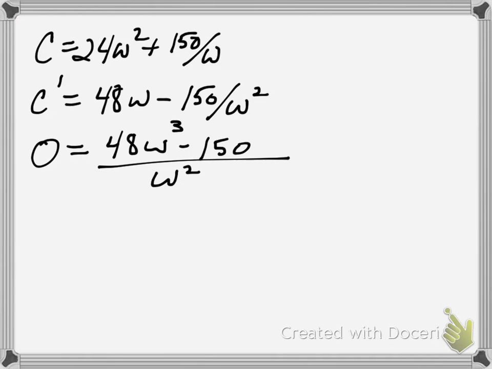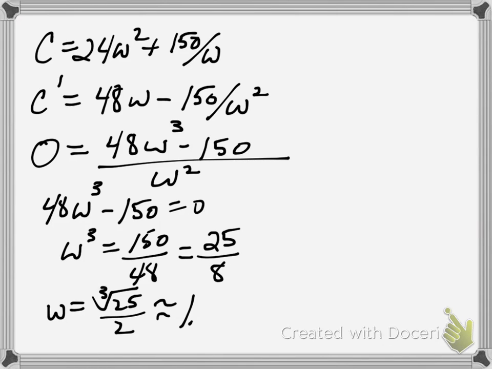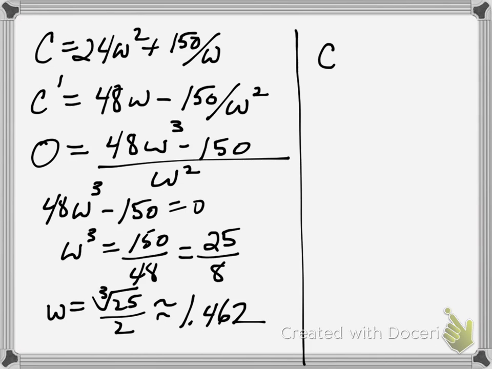Well, that's going to happen when the numerator is 0. So I take my numerator, I set it equal to 0, I solve for W, and I get 25 over 8. The cube root of that is approximately 1.462. Okay, that's the width that's required to minimize the cost of this box.